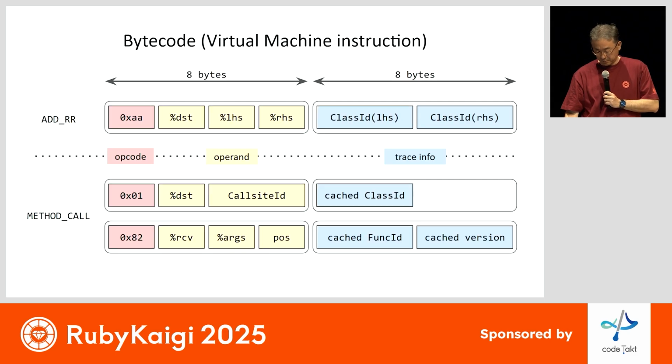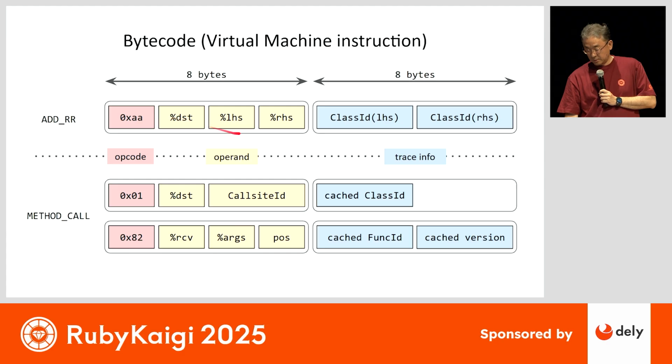This shows the layout of bytecode. I'm sorry. Our bytecode is 16 or 32 bytes long for one instruction. This is the add instruction, and this is the opcode. These are the operands. Operands mean the register numbers of the left-hand side and the right-hand side and destination. And for a method call, there is the opcode and operands like receiver and arguments and the number of arguments and destination.